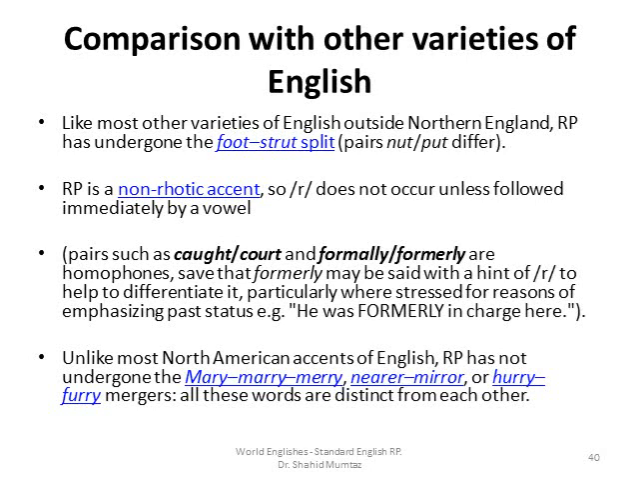So unlike most North American accents of English, RP has not undergone the Mary, marry, merry mergers. I mean, in North American accents, all of these words are merged, which means they are pronounced in the same way. But in RP, all these words are distinct, different from each other.